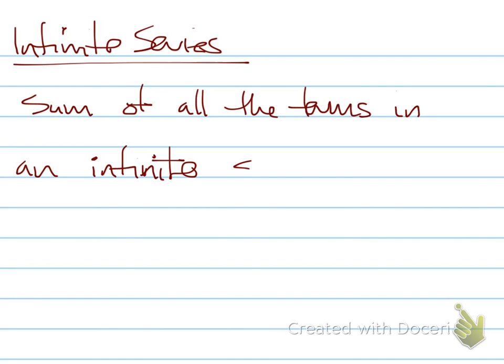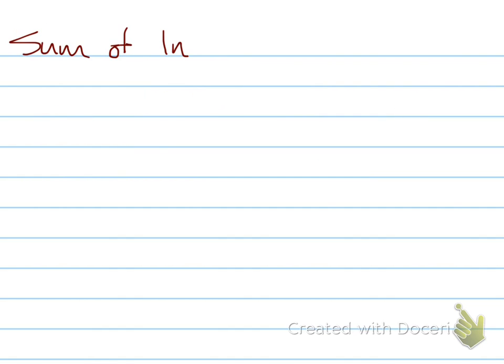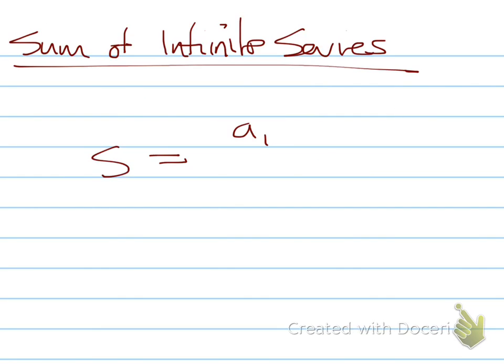And an infinite series is just the sum of all the terms in an infinite sequence. To find the sum of an infinite series, we just take the first term in the sequence and divide it by 1 minus the common ratio.